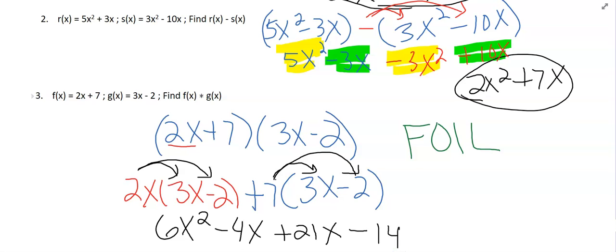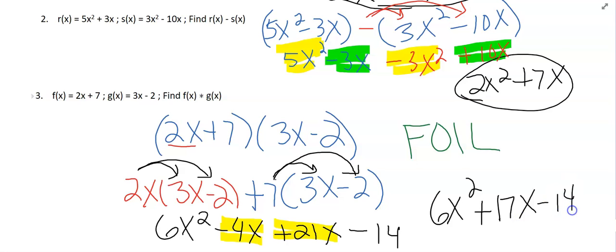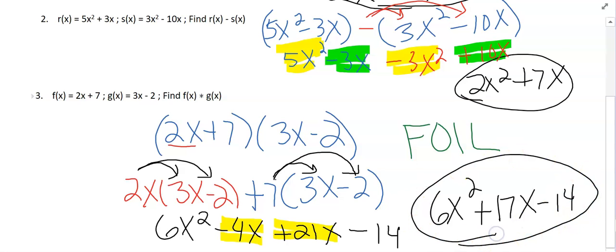Last step again is to look for any like terms, which are usually located in the middle. So I have 6x squared plus 17x minus 14 as my solution.